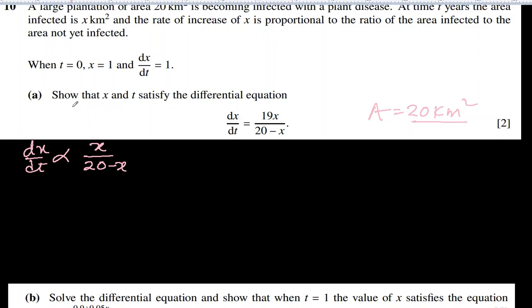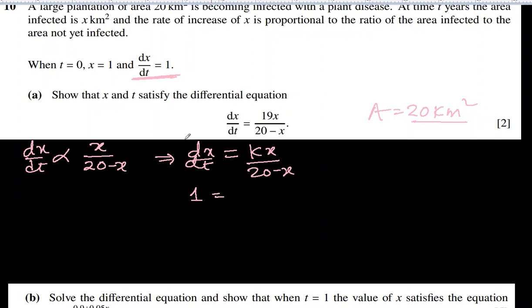Good. Show that x and t satisfy the differential equation. So we will convert it to an equation first. dx over dt equals kx over 20 minus x, which matches this equation. The only thing is that we have to show that k is 19. So we can take the help of this situation. dx over dt is 1. So in place of dx over dt, I'll write 1.